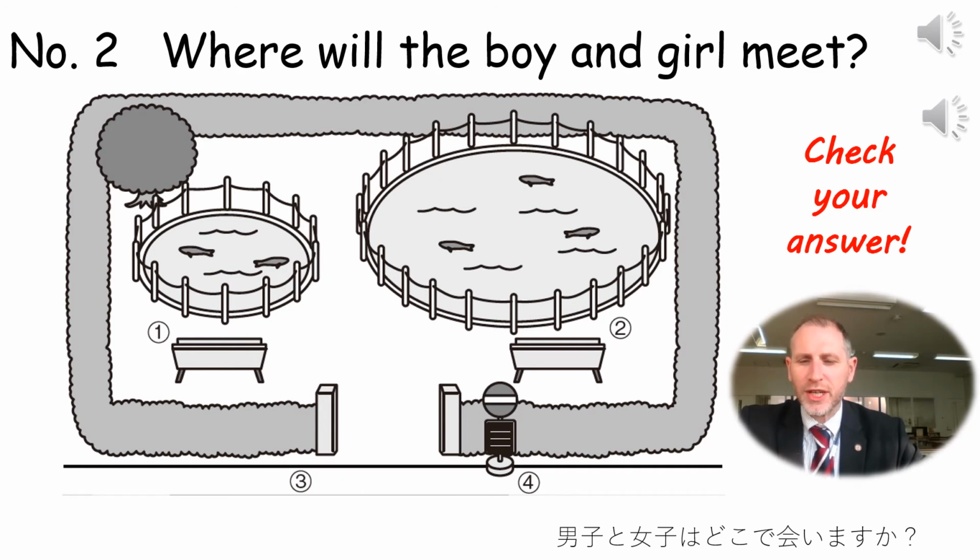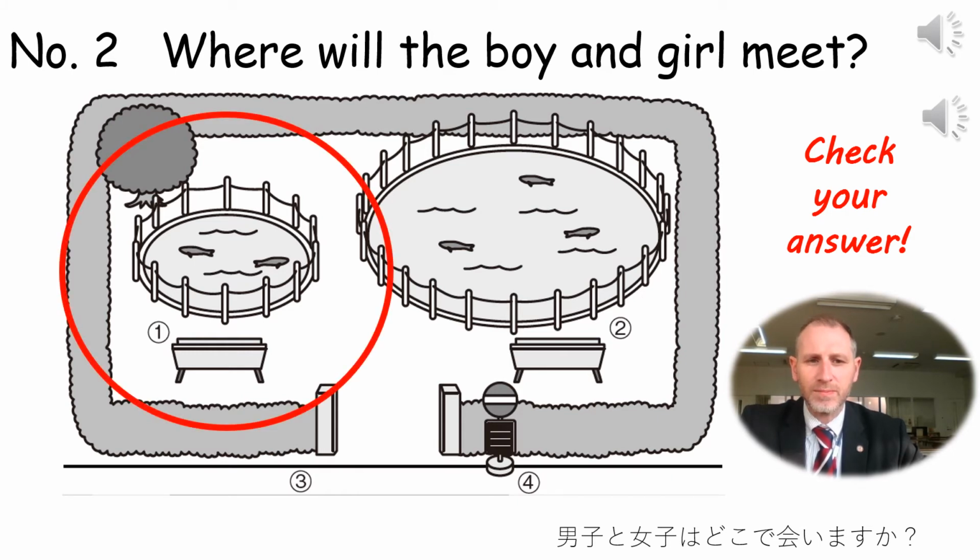Okay, so let's check your answers. Where will the boy and girl meet? And there's the answer. They will meet at place number 1, the bench by the small pond.